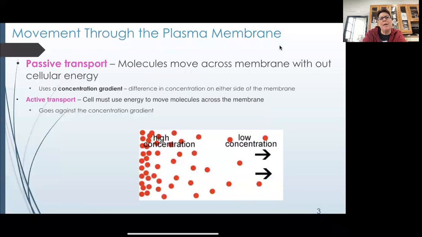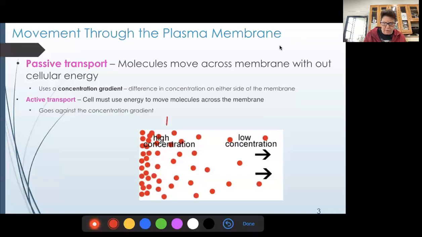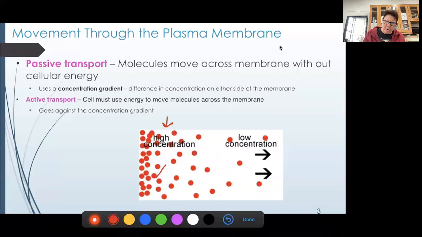So when we talk about passive transport, we're talking about moving things without energy. All right. So when we talk about without energy, we're referring to without ATP. And so we're going to use what's called a concentration gradient. With that concentration gradient, it means that when you have more on one side than the other, you have a partition. And so you can see here in my little picture, I have a high concentration here, and things are going to want to move to low concentration.